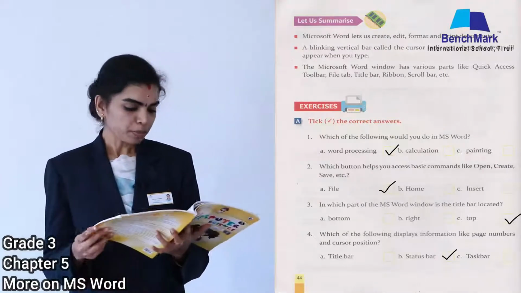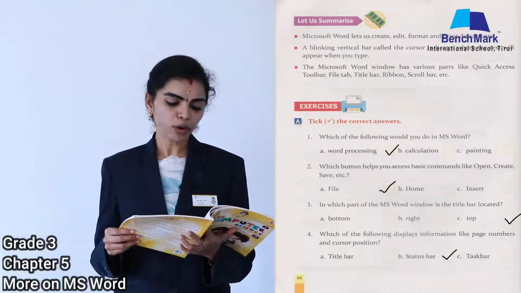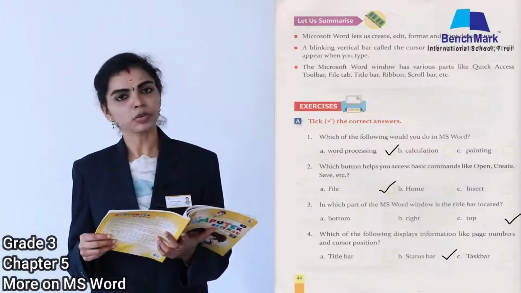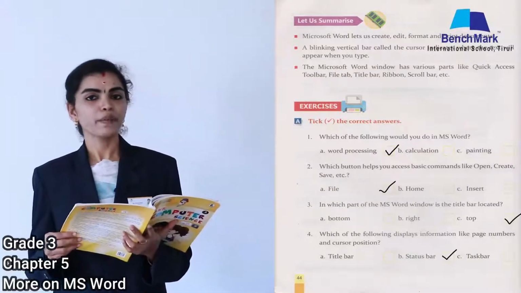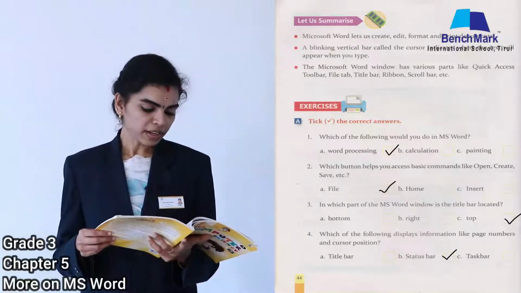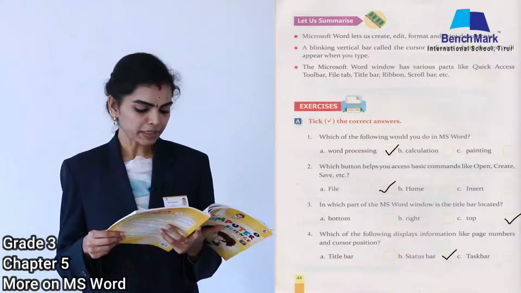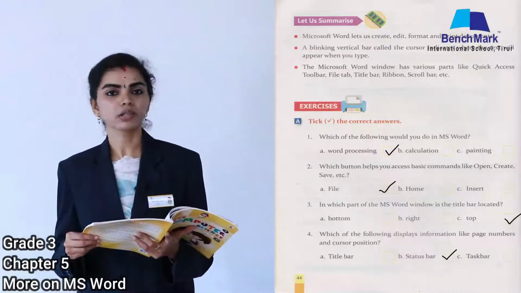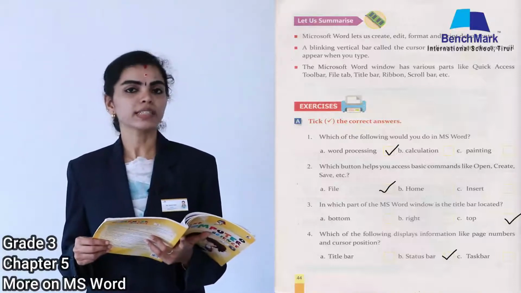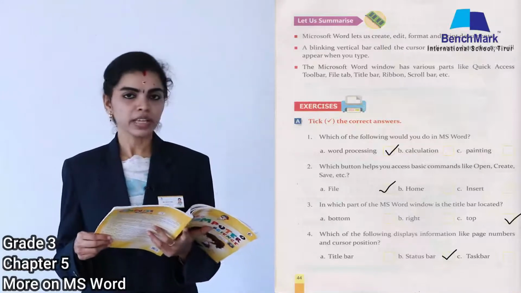Okay. So please take page number 44, tick the correct answer. Which of the following would you do in MS Word? So what are the things we will do in MS Word? We do word processing. Okay, so you need to tick word processing. Which button helps you access basic commands like open, create, save, etc.? So all these things are available in our file tab. Okay, so you need to tick file tab.